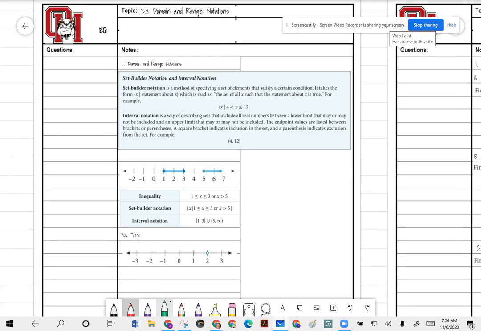Hi guys, in this video we are going to be discussing domain and range and their notations. So first let's go over set builder notation.